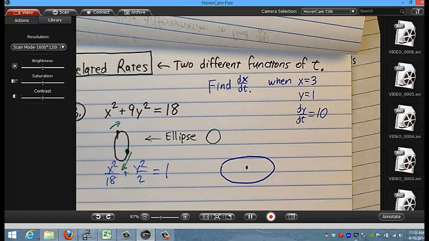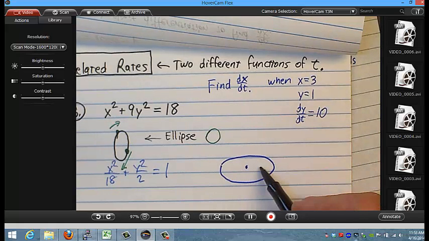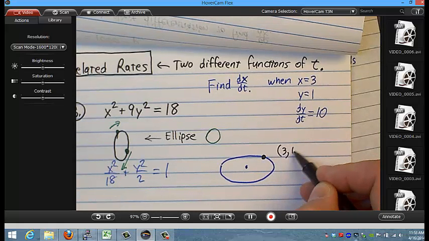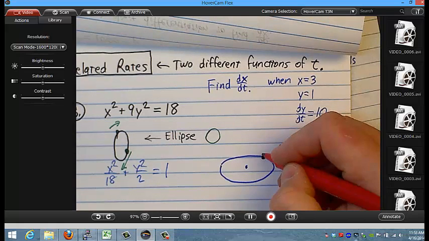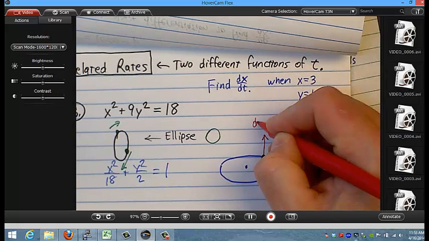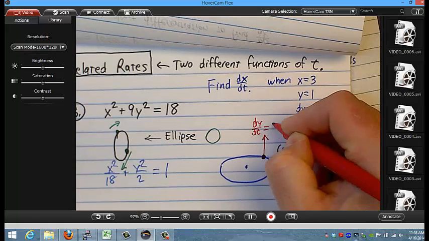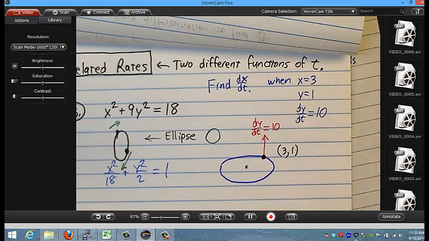And so let me draw a few things, guys. dy dt is 10. That's hard to draw. Let me draw this first. X equals 3 and y equals 1. So right over here is my planet, 3, 1. Now the other thing they told me is that dy dt equals 10. And I drew it as an arrow going up because that's the y direction and it's positive.